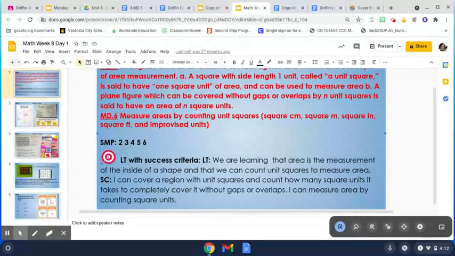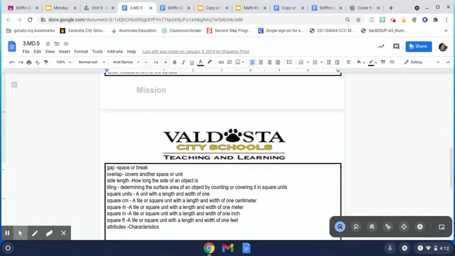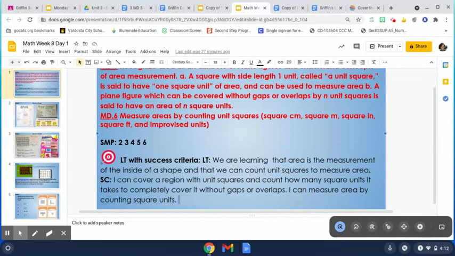and overlaps. Okay, remember, overlaps cover another space or unit within the region. So you don't want to count the overlaps. And you need to be able to measure area by counting square units.